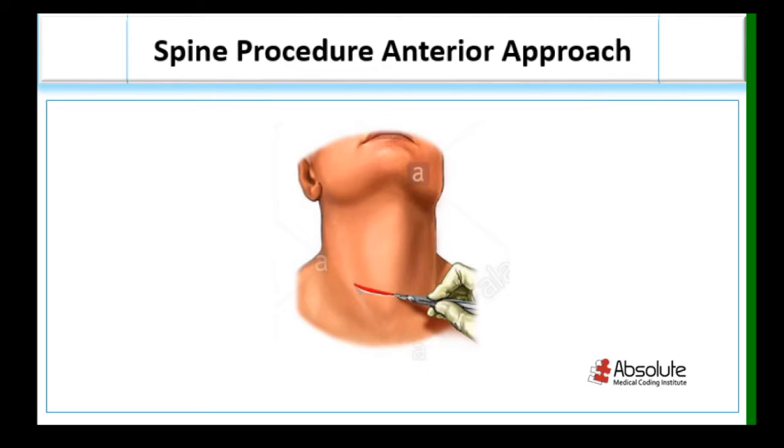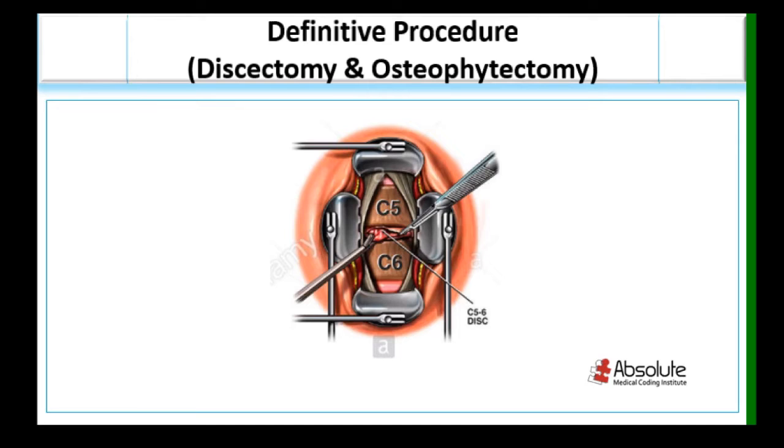After the incision is made, retractors were placed to hold the skin back so that the physician can properly visualize the surgical site. Now it's time for the definitive procedures to be carried out, and those procedures are discectomy and osteophytectomy, and pretty much removal of the disc and the osteophytes. Now the disc was removed with a rongeur. That's the surgical instrument that you see here. That's a rongeur, and they just pretty much pulled the disc from between C5 and C6.